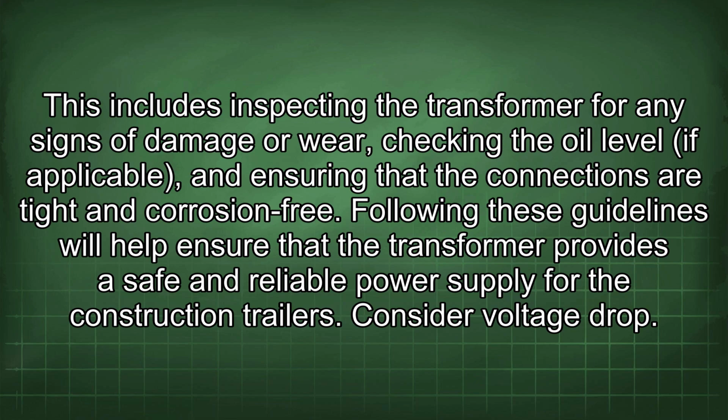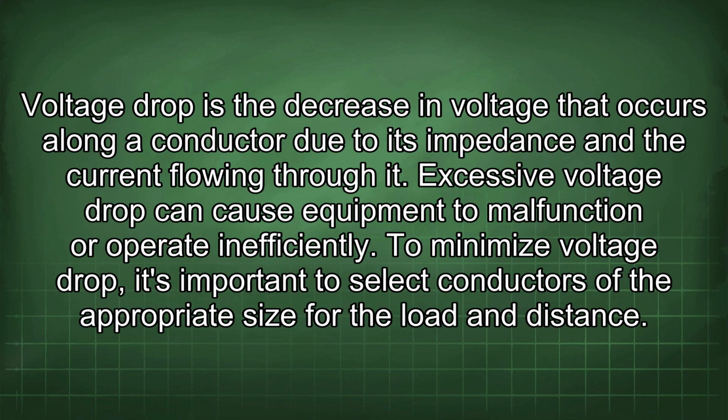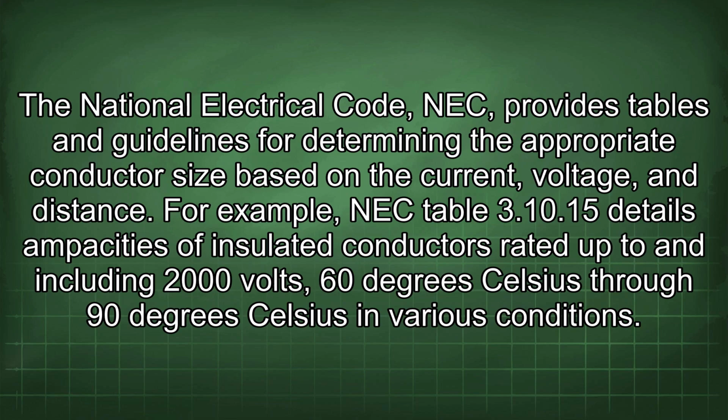Consider voltage drop. Voltage drop is the decrease in voltage that occurs along a conductor due to its impedance and the current flowing through it. Excessive voltage drop can cause equipment to malfunction or operate inefficiently. To minimize voltage drop, it's important to select conductors of the appropriate size for the load and distance. The National Electrical Code (NEC) provides tables and guidelines for determining the appropriate conductor size based on the current, voltage, and distance.